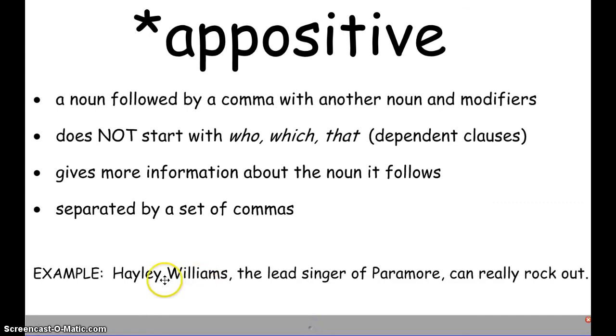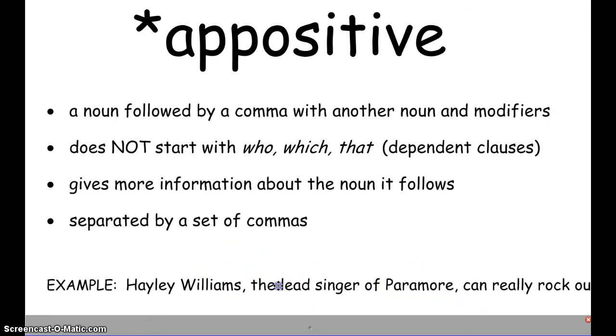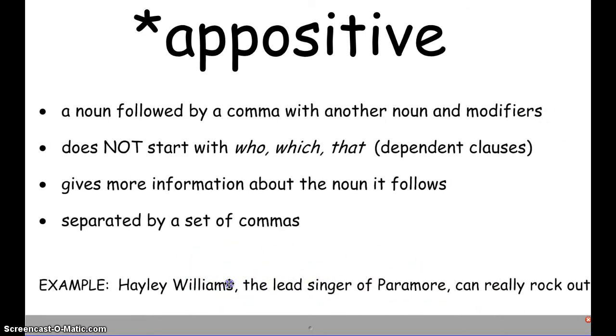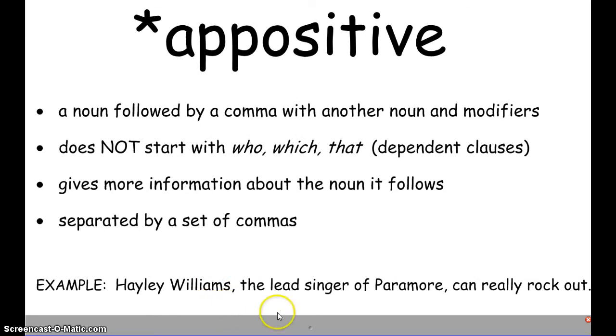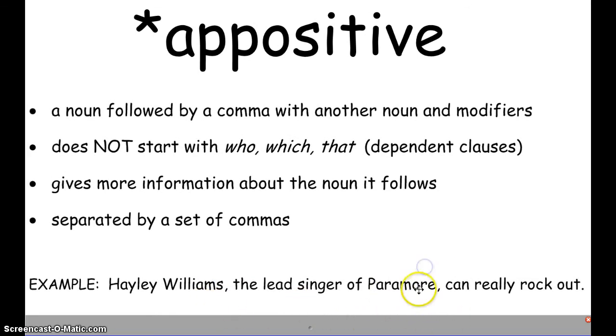So, let's look here. Hayley Williams, the lead singer of Paramore, can really rock out. If I'm looking for my comma phrase, I see a noun with a comma after it. So, if you don't know who Hayley Williams is, she is the lead singer of Paramore. This phrase here, this is the appositive, that's giving you more information about who Hayley Williams is, in case you didn't know. Now, I could also see over here that I've got the name Paramore with a comma after it.